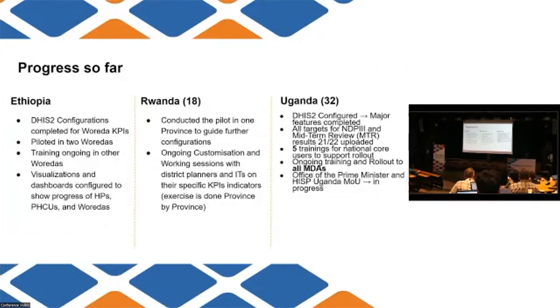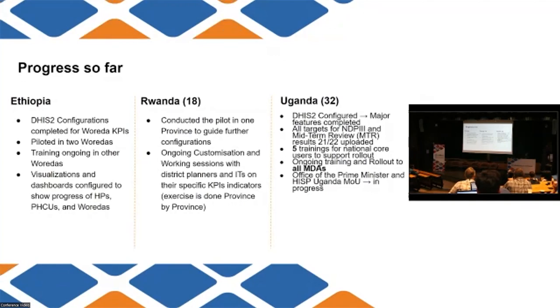In terms of progress, I'll just give a snapshot. The implementations are up and running. For Ethiopia, they have been able to customize on top of DHIS2 for education, added those different sectors, and they're able to generate the data, have piloted, and are now moving to more of the districts. For Rwanda, they did some pilots, but the pilot here is really to inform the next implementation. So much as they talk about a pilot, it is a whole administrative unit with all the different levels.